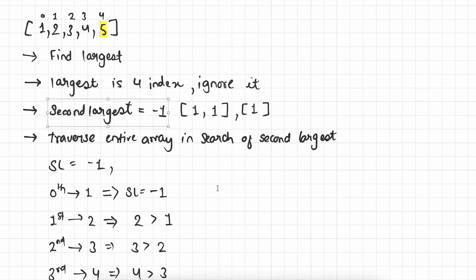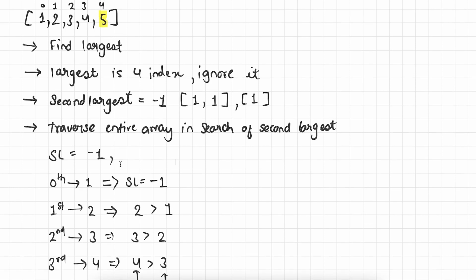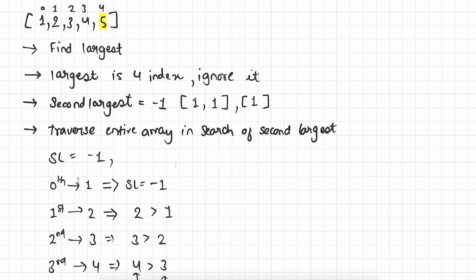Then we traverse the entire array in search of the second largest element. We have initialized this variable to -1, which means we do not know anything about the second largest element till now. Then we pick the number at the 0th index, which is 1. This time the value of SL is -1, which means we have never seen a candidate before. So we simply update the value of SL to 0. It means our second largest number is going to be the one at the 0th position, that is 1. So this step is done.